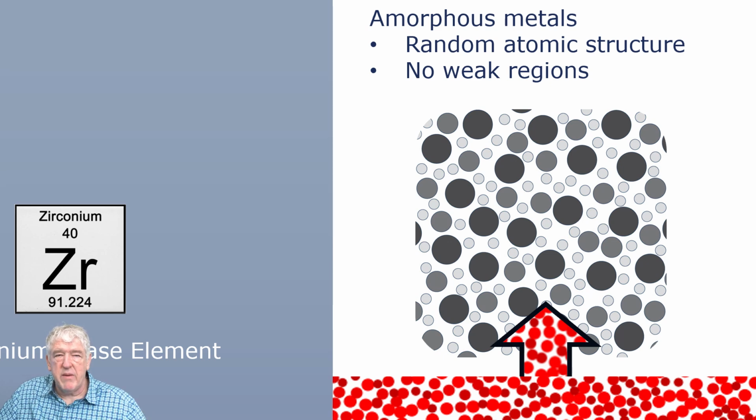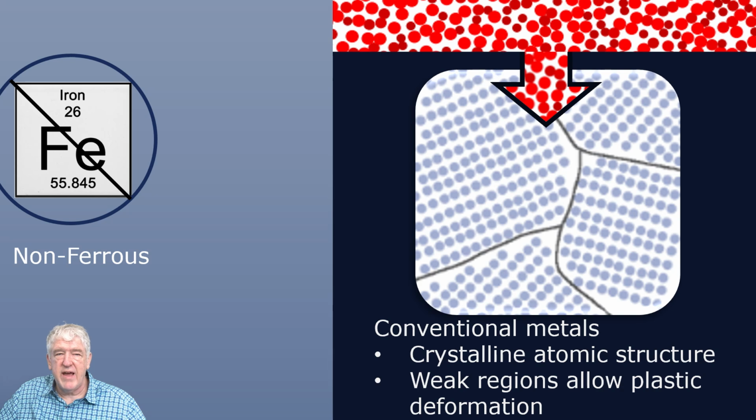This random atomic structure means there are no grain boundaries. Without weak regions, Liquidmetal offers superior hardness, strength, and corrosion resistance compared to conventional metals. In contrast, conventional metals solidify with a crystalline structure, creating material fault lines that can deform under stress.